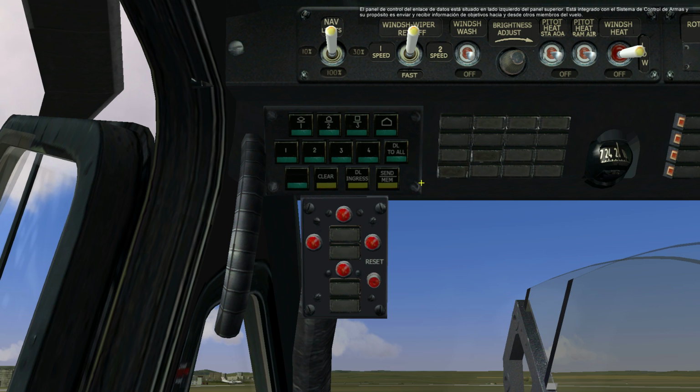The data link control panel is located on the left side of the overhead panel. It is integrated with the weapons control system, and its purpose is to send and receive information to and from other flight members.